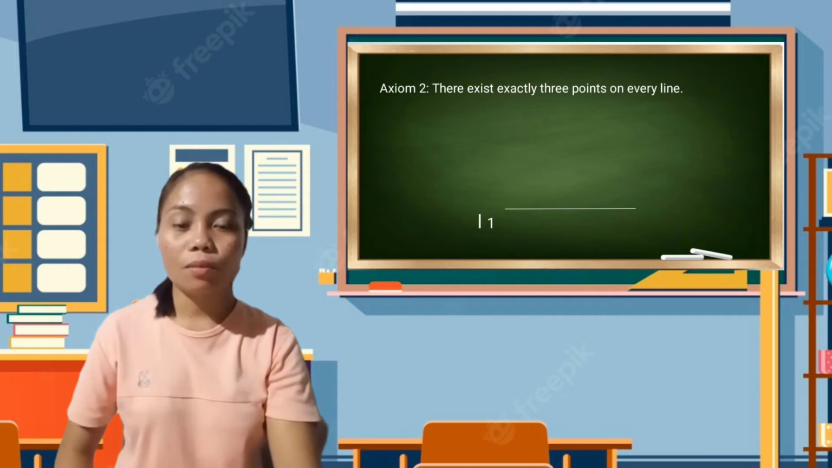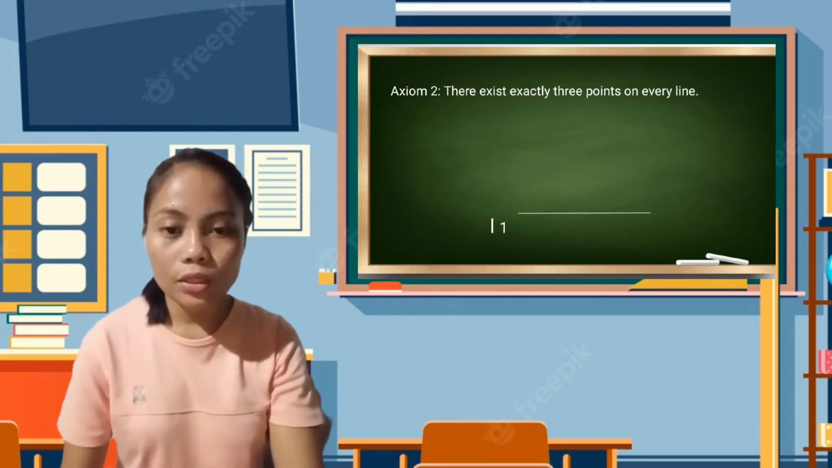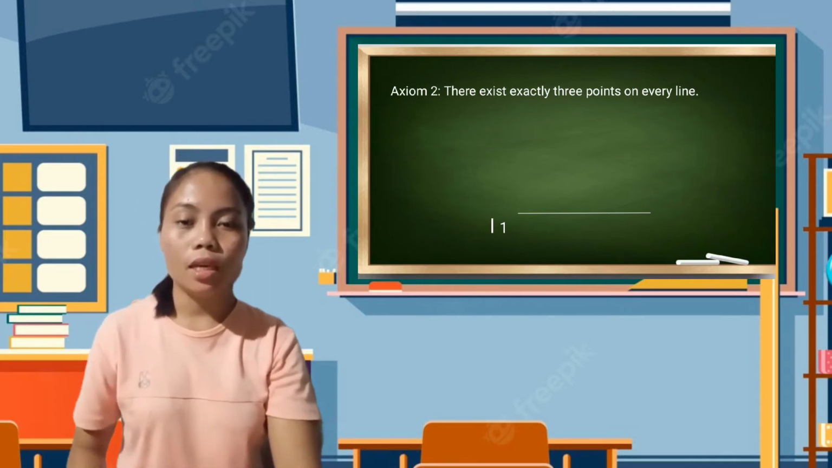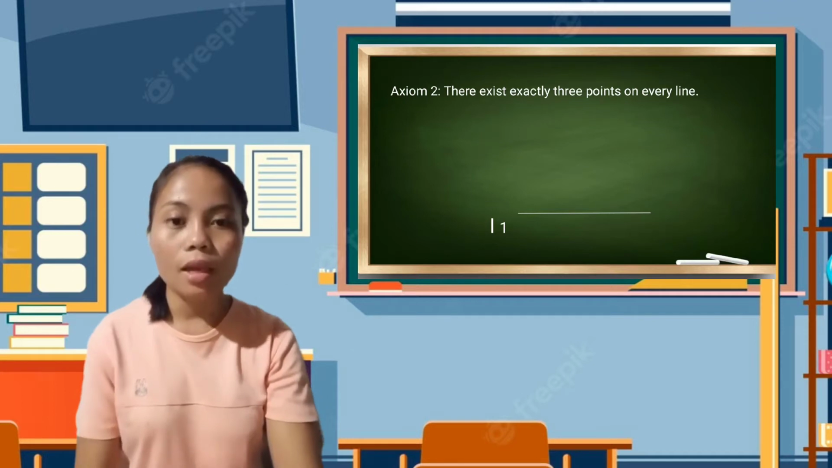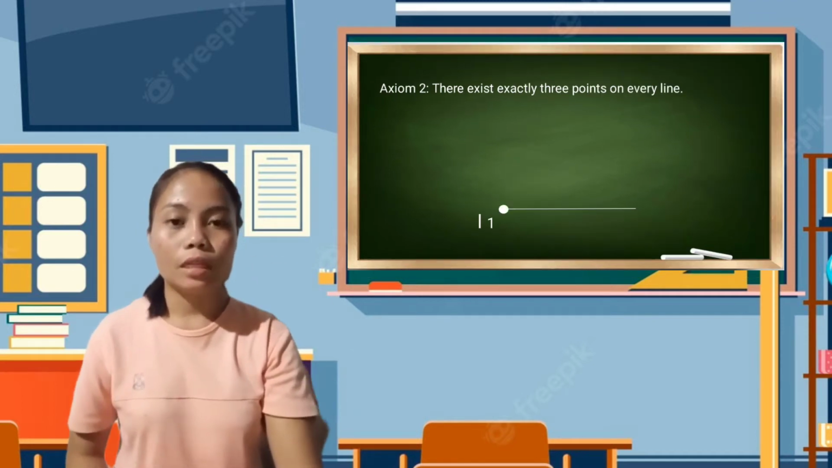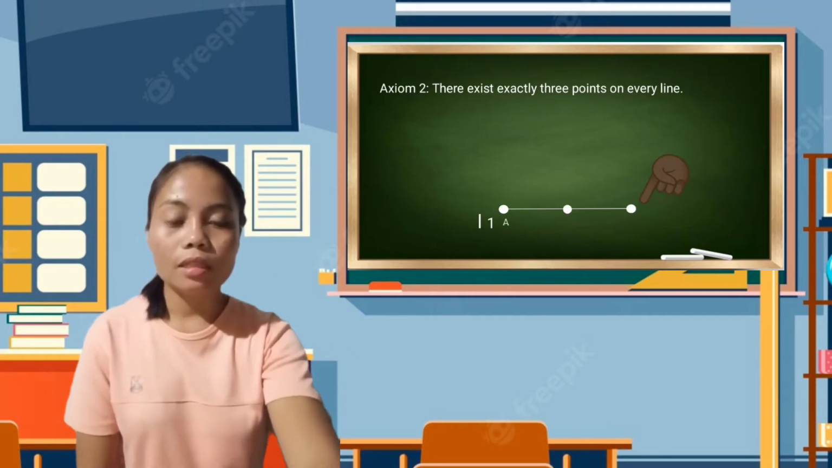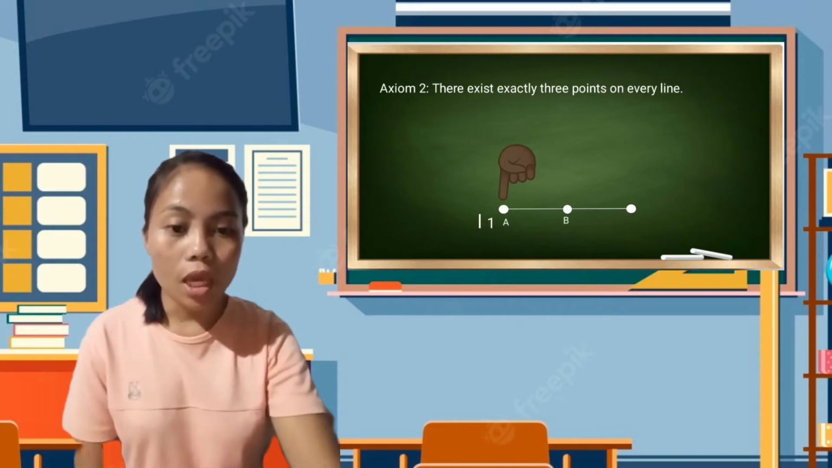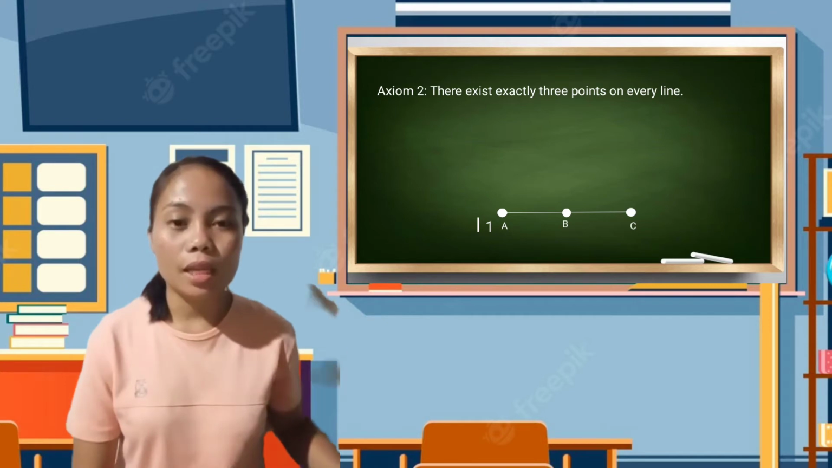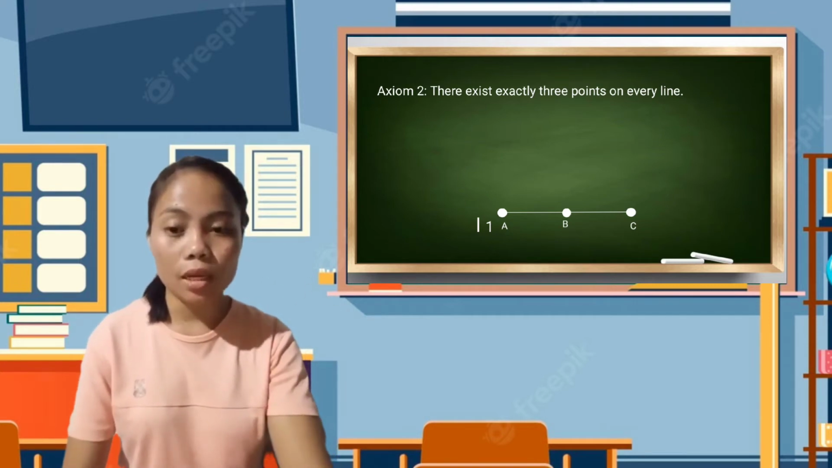So our next axiom is axiom 2. Axiom 2 says that each line has exactly 3 points. As we can see here, we already have 1 line, and we need 3 points on this line. For example, this line, which is line 1, has point A, point B, and point C. On the following slide, we will see the model of Fano's geometry.